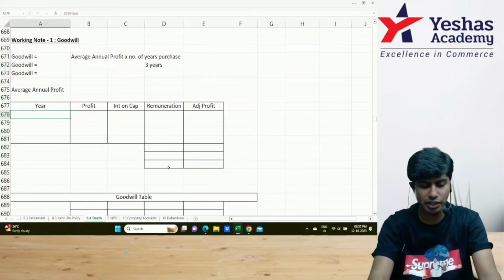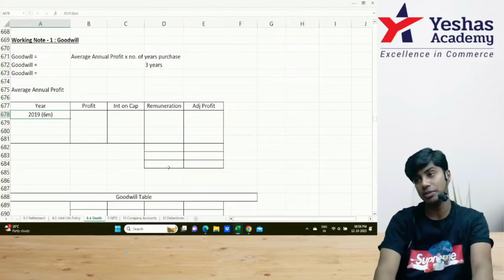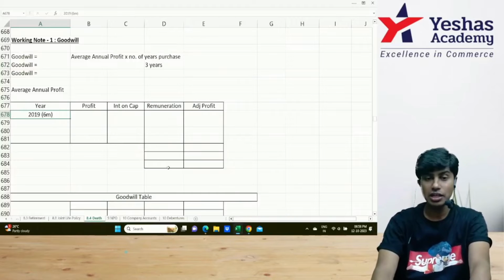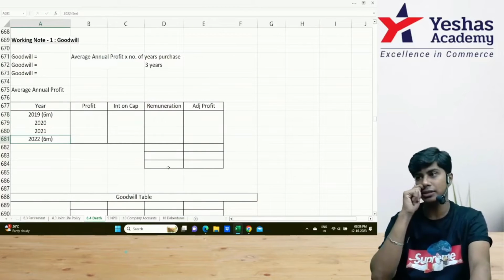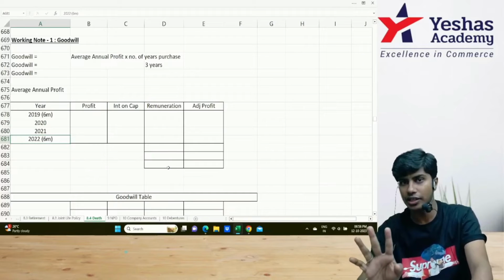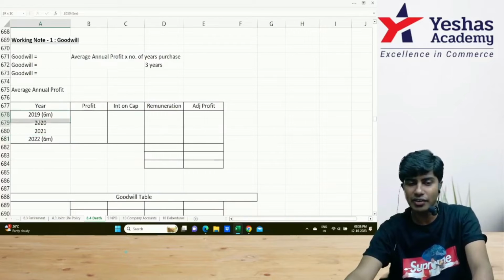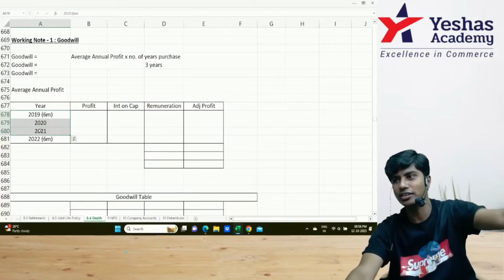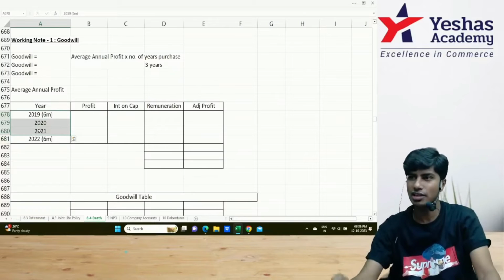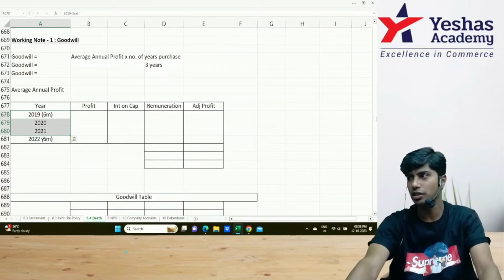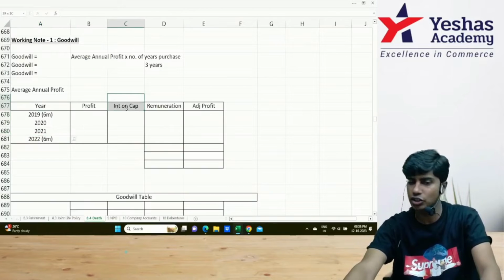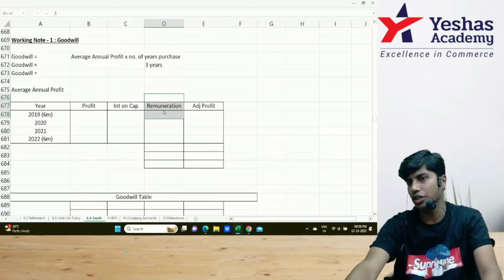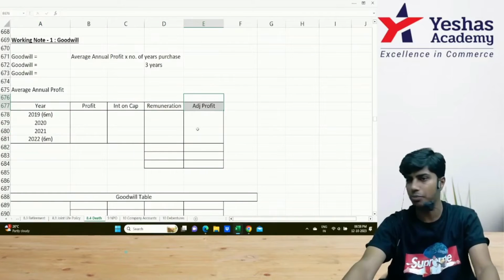When we take profits, we'll take 2019 second 6 months, 20 full year, 21 full year, 22 first 6 months. Did you get this? People usually take 19, 20, 21 full profits. They will not get full marks, they'll get some 80% of the marks because of this. And from this profit, we'll deduct interest on capital, we'll deduct remuneration.